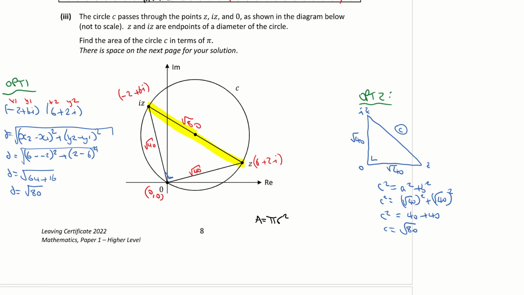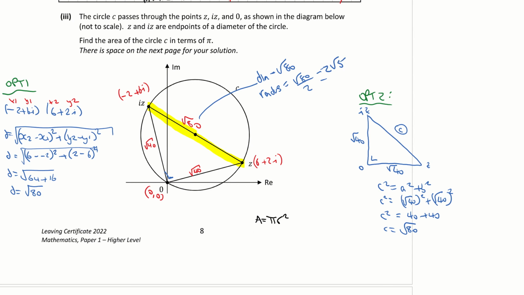Let's come back now and find the area of the circle. So just to be clear here, the diameter is equal to the square root of 80. So the radius is equal to the square root of 80 divided by 2, which is, on my calculator, 2 square root 5. So the radius is 2 square root 5.